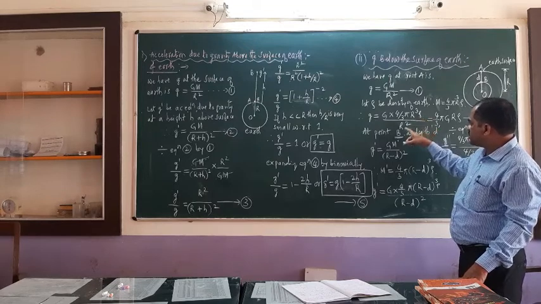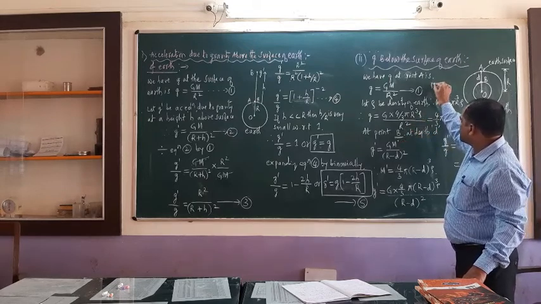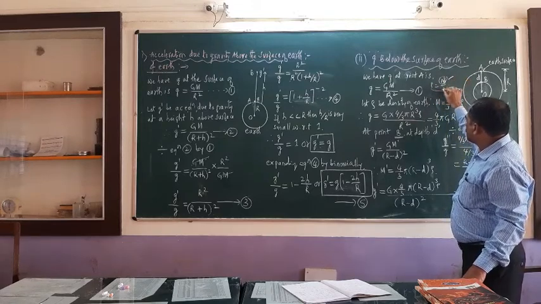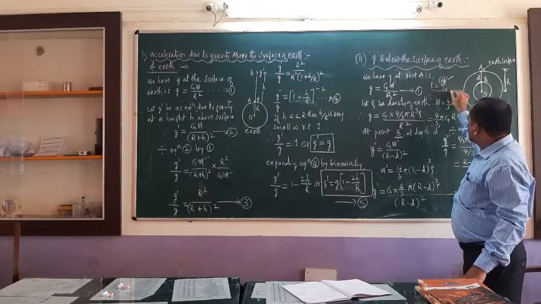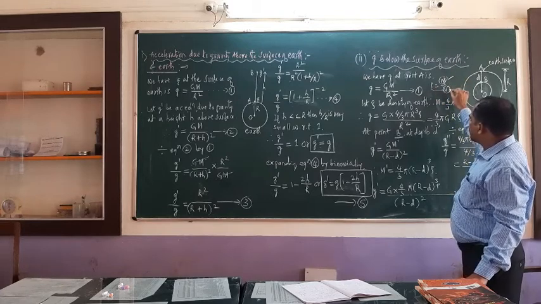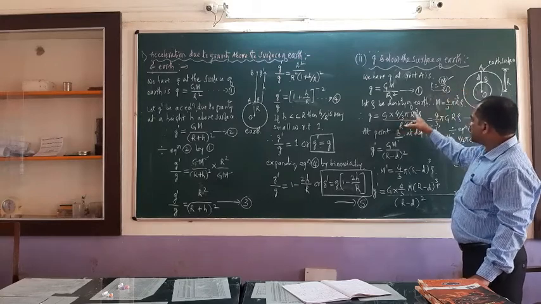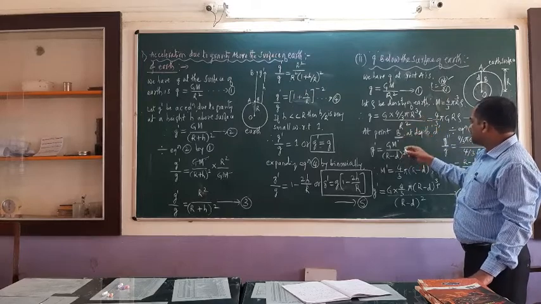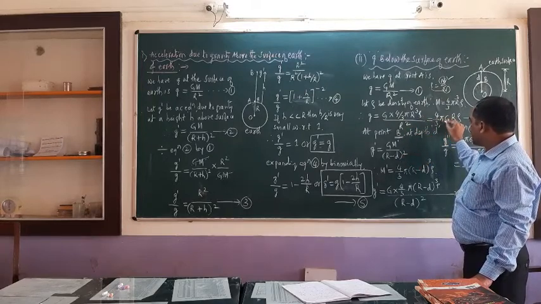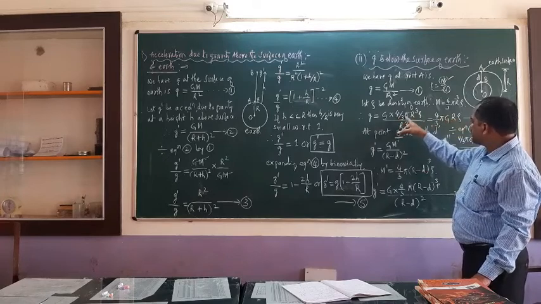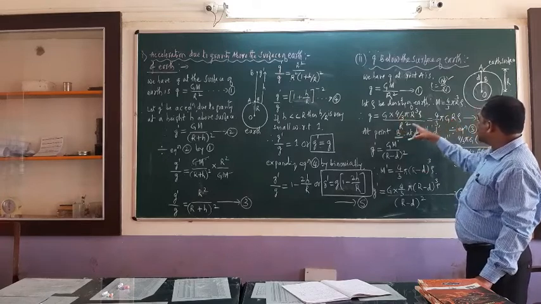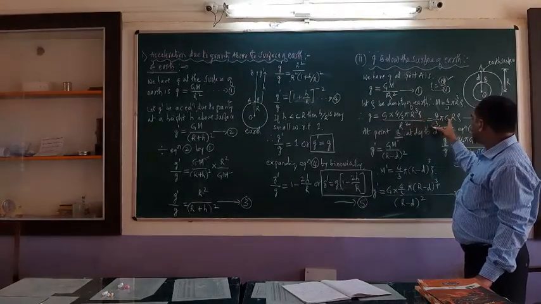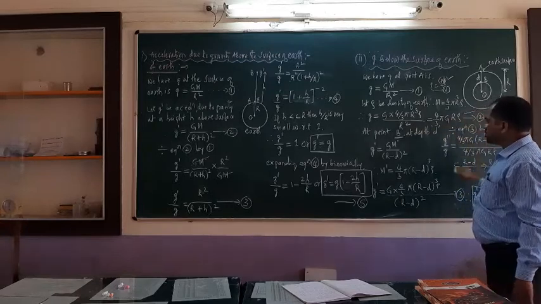So 4 by 3 pi r cube into rho, that is density, divided by r square. We know the formula, density is equal to mass per unit volume. Therefore mass is equal to rho into volume, and volume is 4 by 3 pi r cube. So 4 by 3 pi r cube into density divided by r square. Here r cube and r square cancel, so only one r is left over. So g is 4 by 3 pi G r rho. Let us consider this as equation number 2.